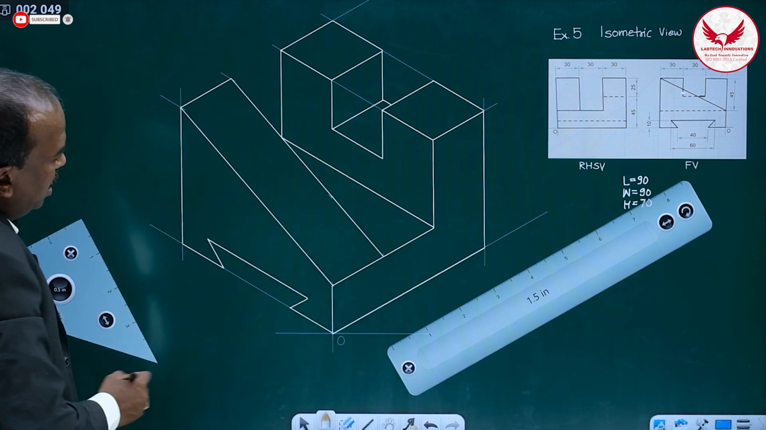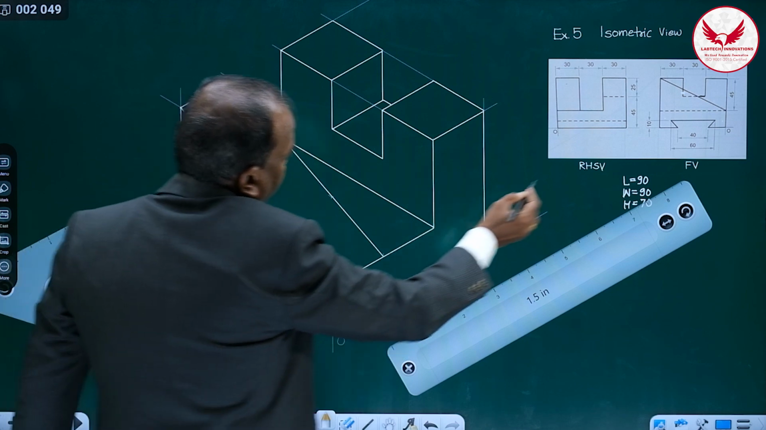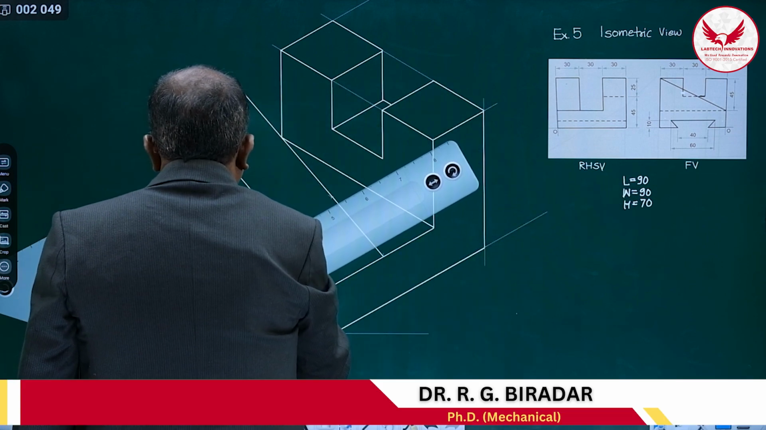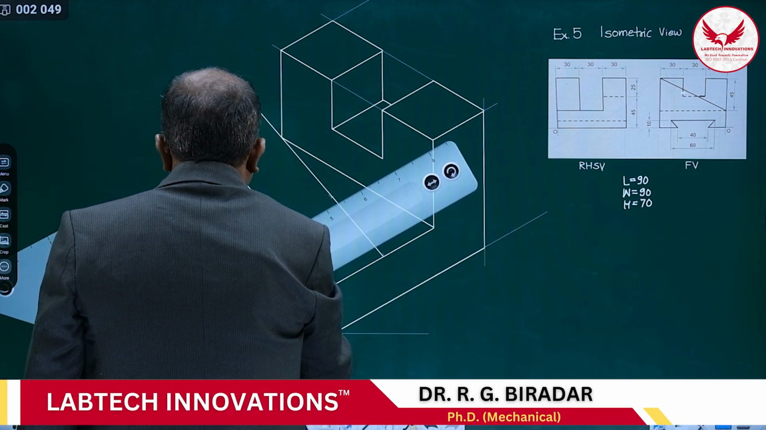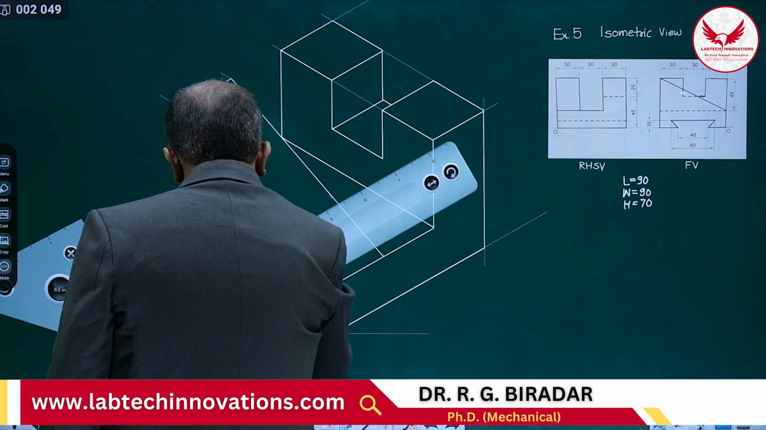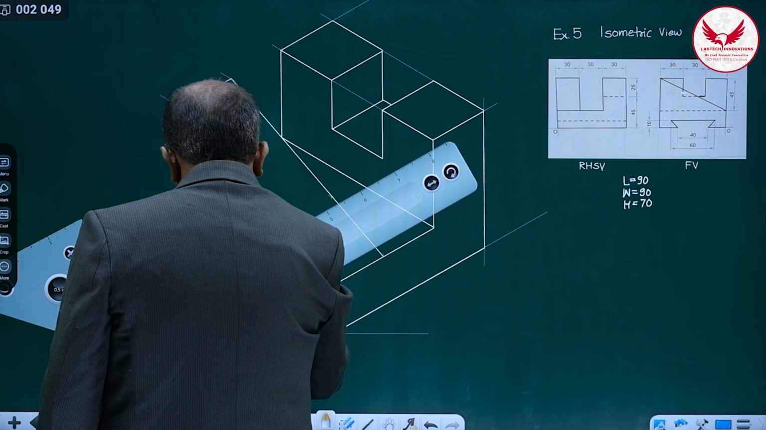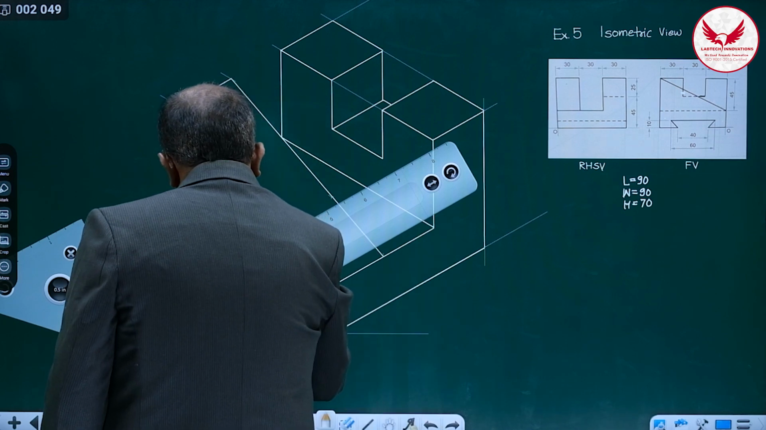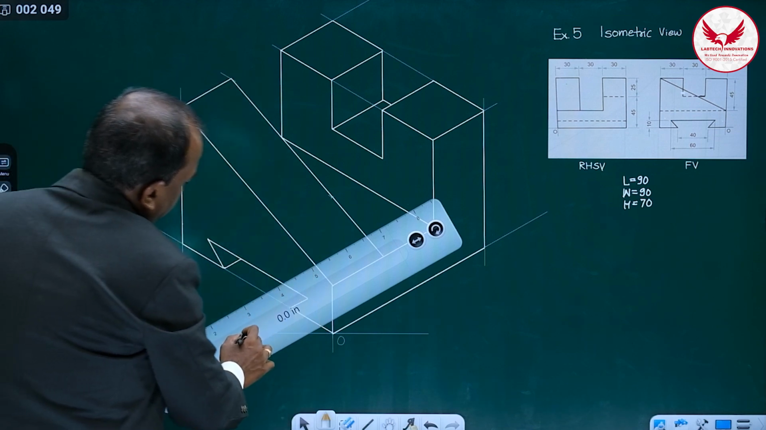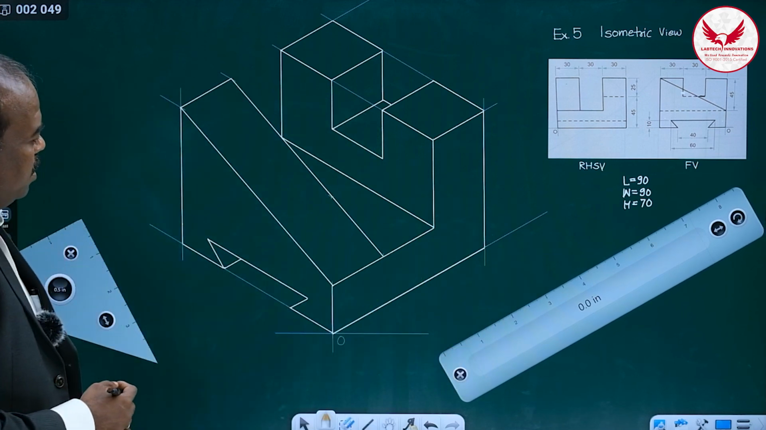So this is the trapezoidal slot, and this trapezoidal slot is throughout. In the front view it is looking, but in the top view there is a throughout dotted line. Now in the isometric object we never draw the dotted line, so only in this portion it is going to be visible. Only over here it is going to be visible. And this is the isometric view of this object.